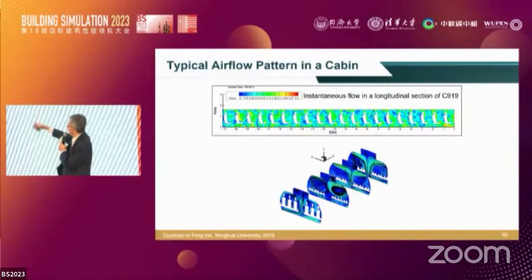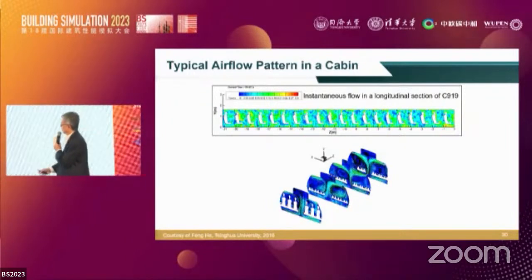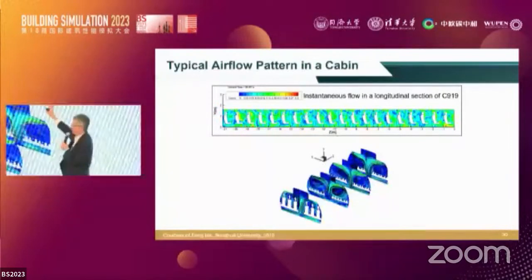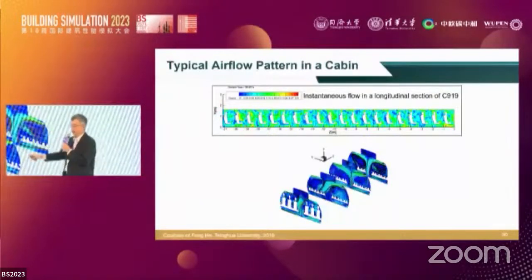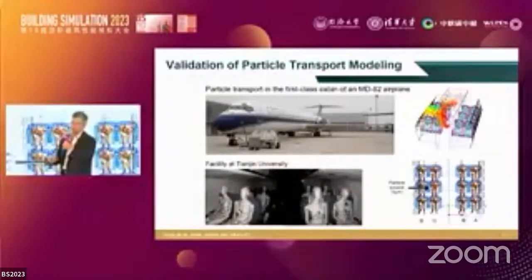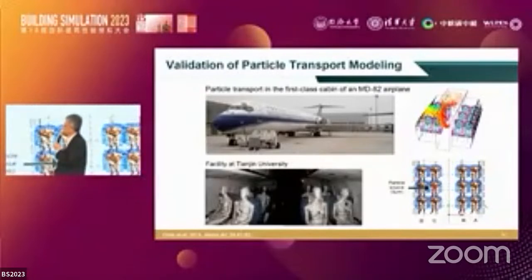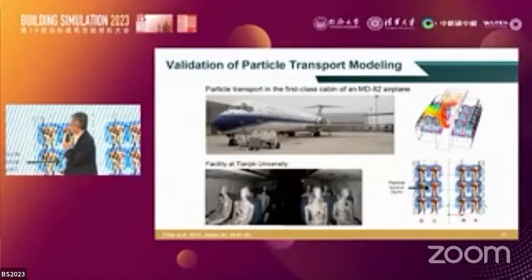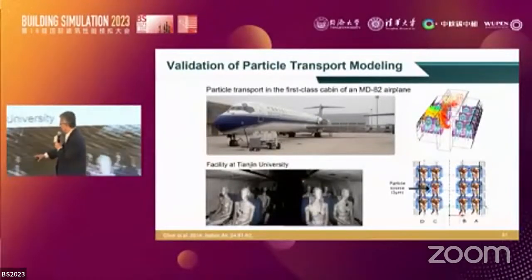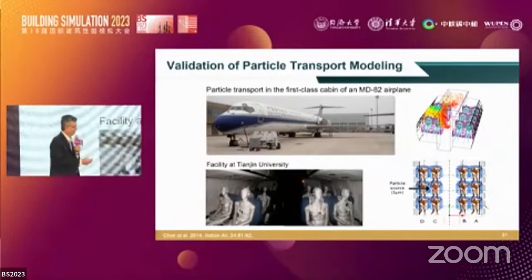But of course, in the airplane, the airflow pattern is so complex. I just show you, this is the Chinese new airplane, C919. If you randomly take a few rows here, you see even if the conditions look the same, the airflow patterns always look very complicated. So to make sure our result is really true, we use a real commercial airplane, an old MD-82. In the first class cabin, we have just one mannequin which generates the particles, and then we can measure the distribution.